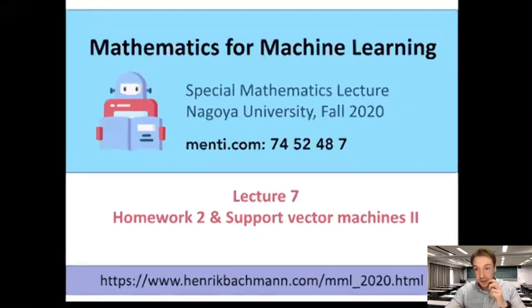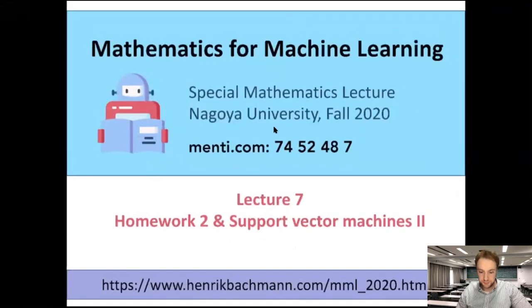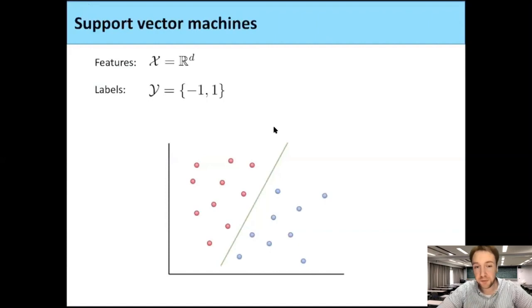But let's recall a little bit what we did last time, what the main idea of these support vector machines was. The rough idea was that we want to separate certain data sets. So the feature space will be something in R^D, where D is the number of features. For example, in this picture here, D equals 2. And the label space will again be minus 1 or 1, similar to the spam filter where it was 0 and 1, but in our case we want it to be minus 1 and 1. Again, it's an example of a binary classification problem.